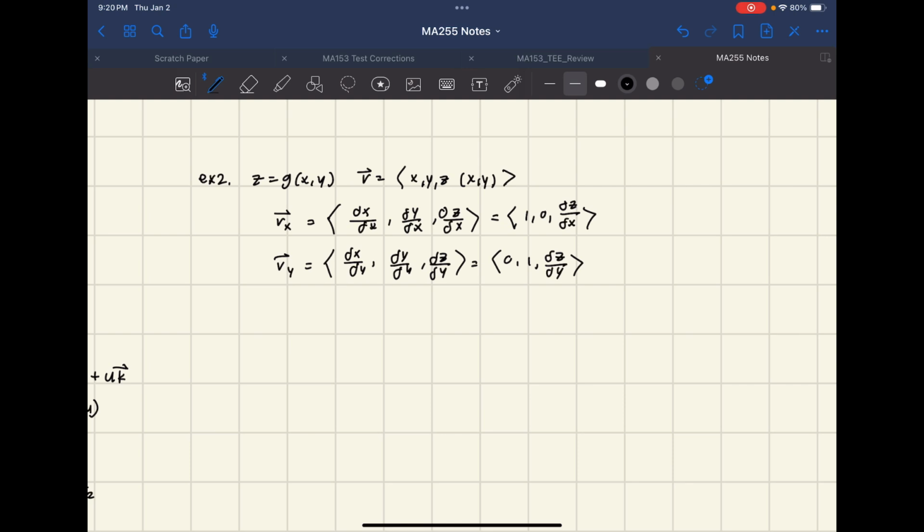Okay, so next step after computing those partial derivatives is to find the cross product. So we're going to cross those two, which is the same as, there's a different way of notating this, which I think is what I did earlier, but it's the same thing.